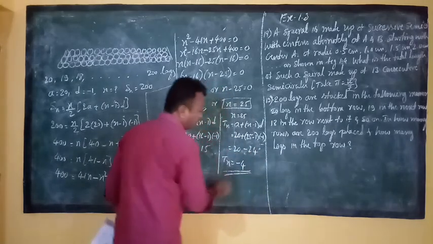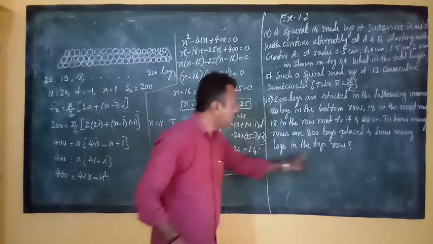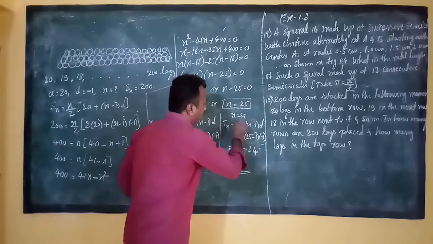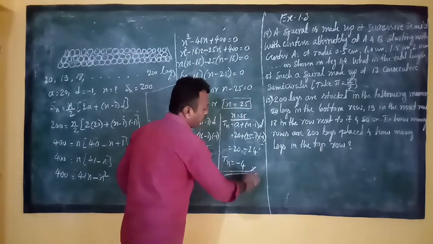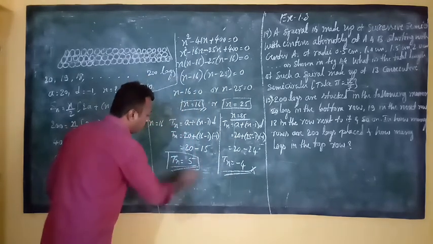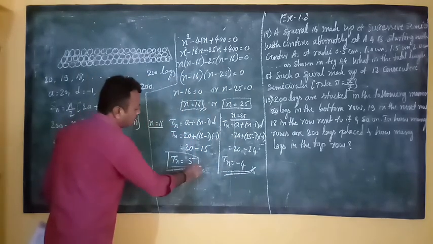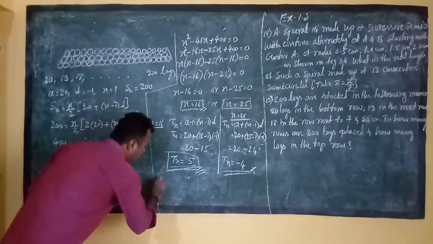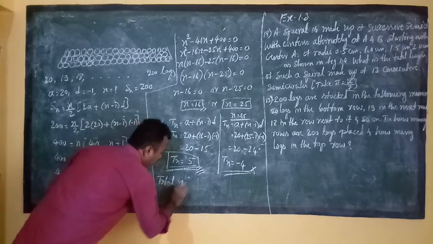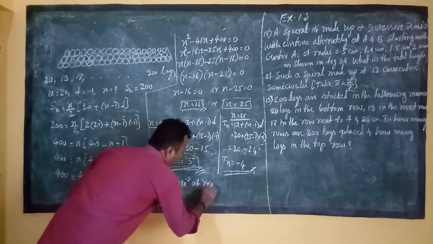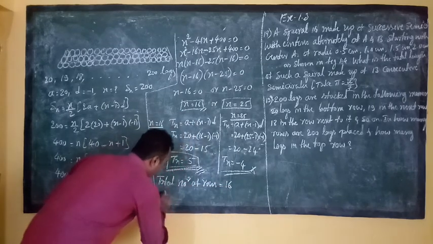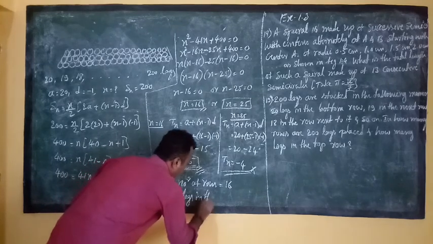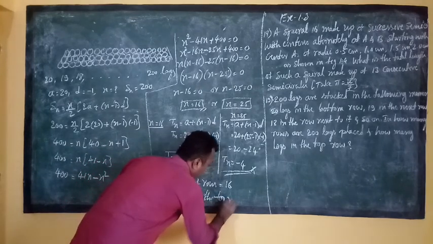So a negative term you cannot consider. How many logs are in the top row? Can we call it minus 4? No, it is wrong. Therefore n is not equal to 25. We cannot consider it. So therefore n is equal to 16 and Tn is equal to 5. So the total number of rows is 16, and the number of logs in the top row is 5.